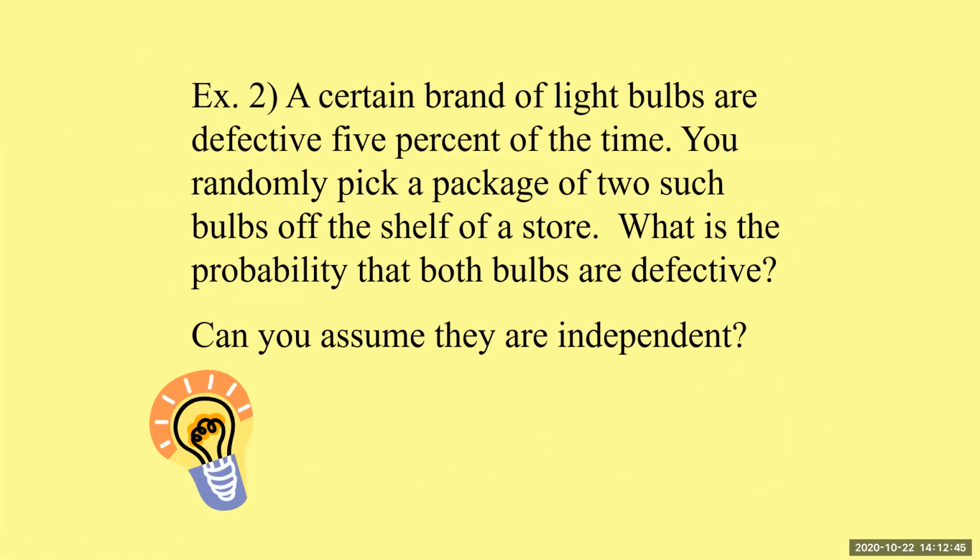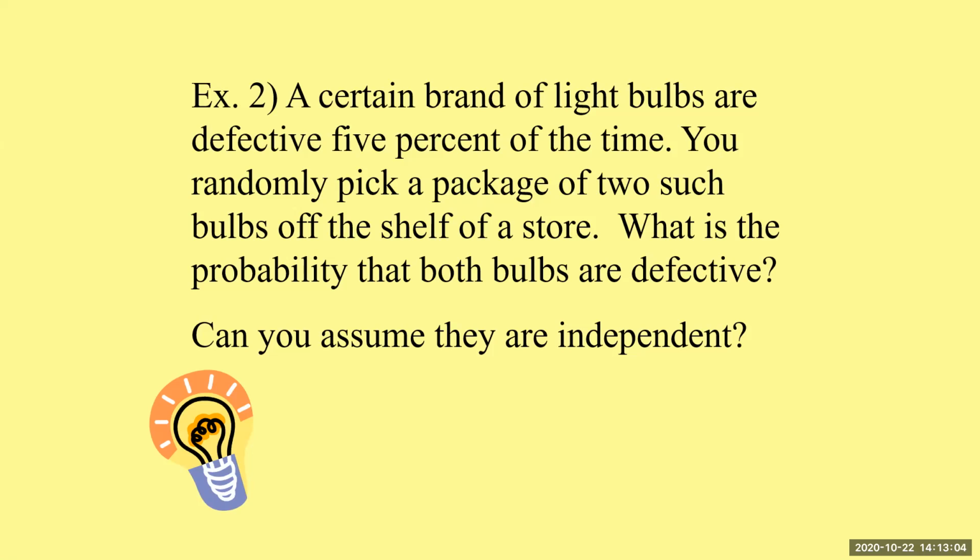Here we have light bulbs. A certain brand of light bulbs is defective 5% of the time. You randomly pick a package of 2 such bulbs off the shelf of a store. What is the probability that both bulbs are defective? And can we assume that they are independent?